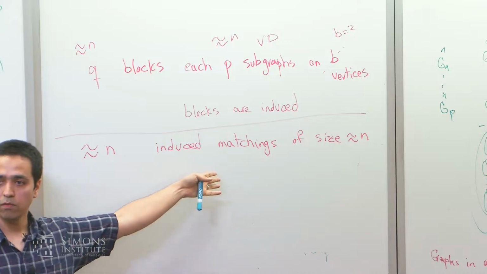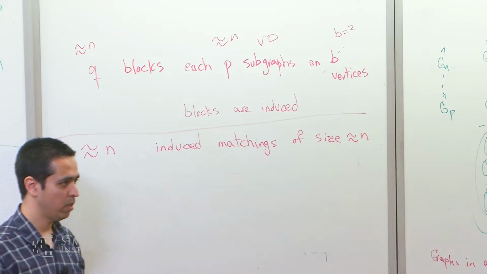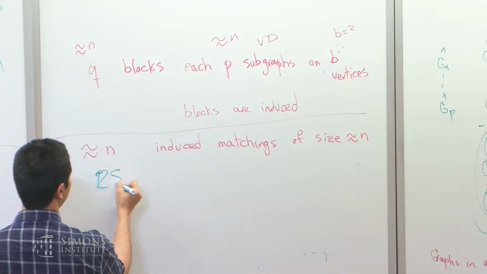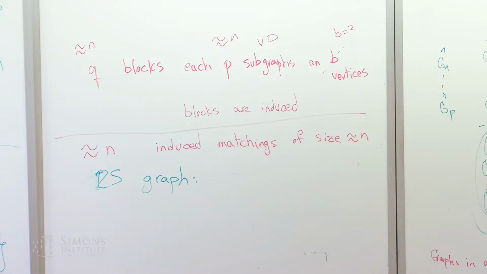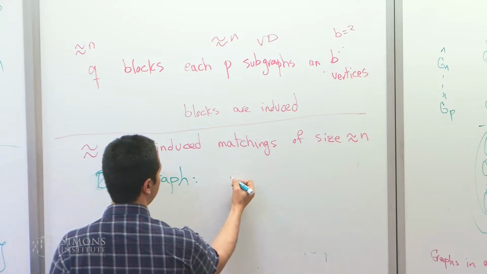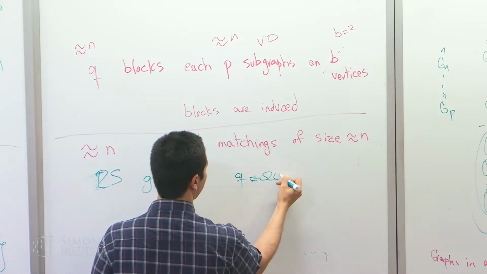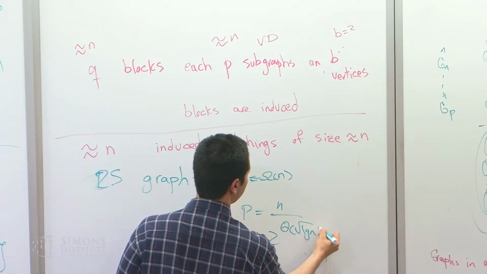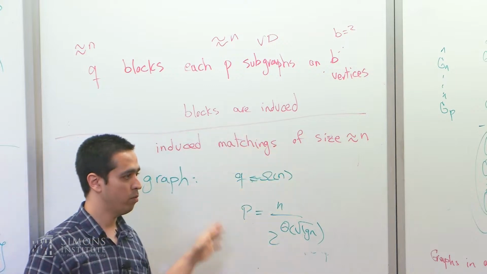How many of you have seen these graphs before? Good. So such graphs are called Ruzsa-Szemerédi graphs. Okay, this is a Ruzsa-Szemerédi graph. I'm going to just call it RS. There's this construction by Ruzsa and Szemerédi that says you can create such a graph where Q is omega n, and P is equal to n over 2 to the theta square root of log n. You can have a very dense graph which still has such a property.